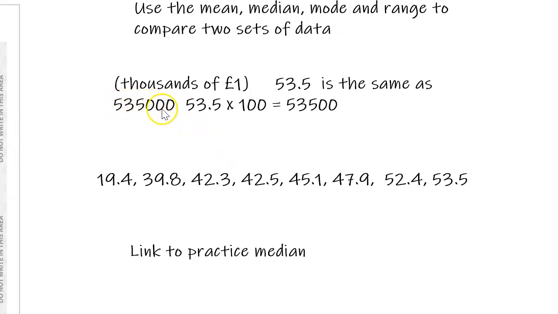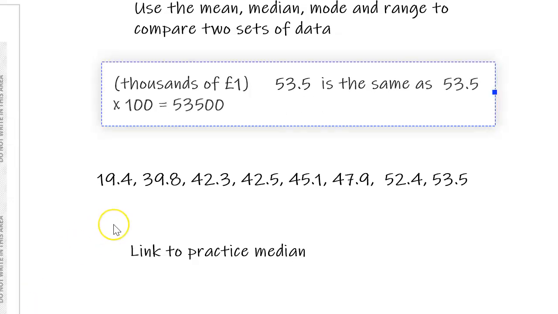Okay, so again, it's just using equivalents that you may well come across both in the workplace or in everyday life and being able to cope with that. So 53.5, if it is thousands of pounds, really means 53.5 times 1,000. And that equals 53,500. It's exactly the same number, but just different ways of looking at it.